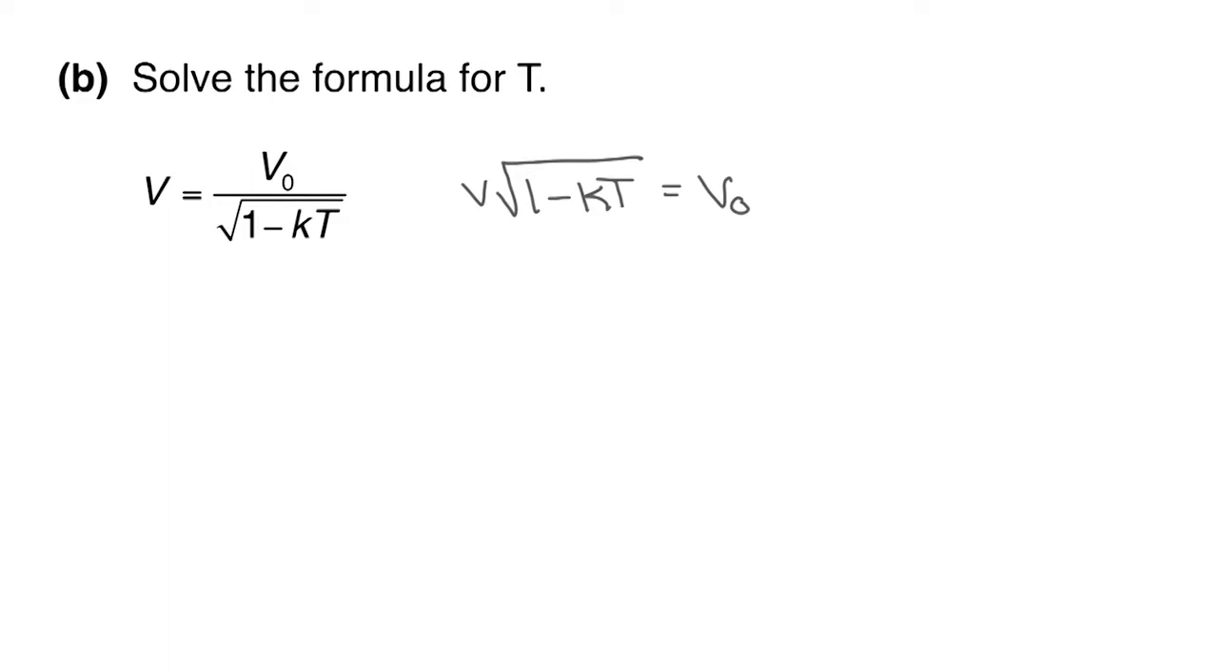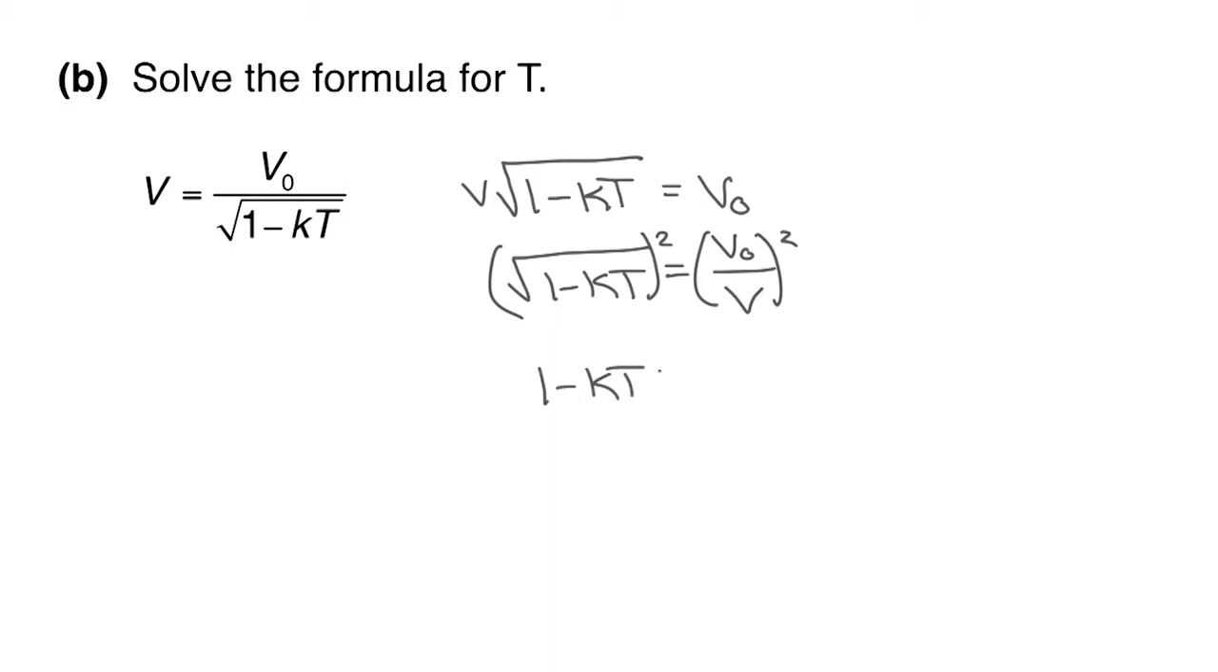When we do that, we have V times the square root of 1 minus kT is equal to V naught. We'll then divide both sides of the equation by V in order to begin isolating T. We have the square root of 1 minus kT is equal to V naught over V. T is still inside the radical, and so we'll need to square both sides of the equation in order to solve for T.